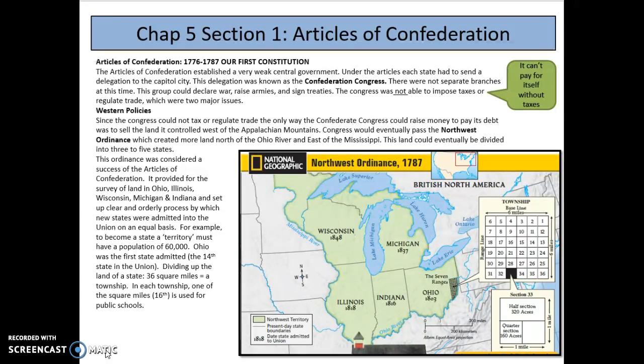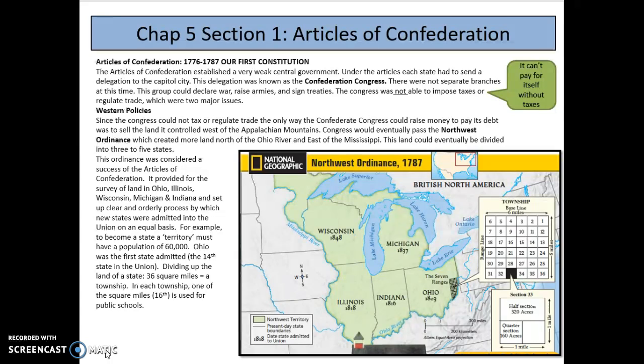They did establish these Western policies. Since the Congress could not tax or regulate trade, the only way the Confederation Congress could raise money to pay its debt was to sell land it controlled west of the Appalachian Mountains. Congress would eventually pass what's called the Northwest Ordinance. It is still very important today, which created more land north of the Ohio River and east of the Mississippi. This land could eventually be divided into 3 to 5 states. This ordinance was considered a success of the Articles of Confederation, maybe one of the only ones.